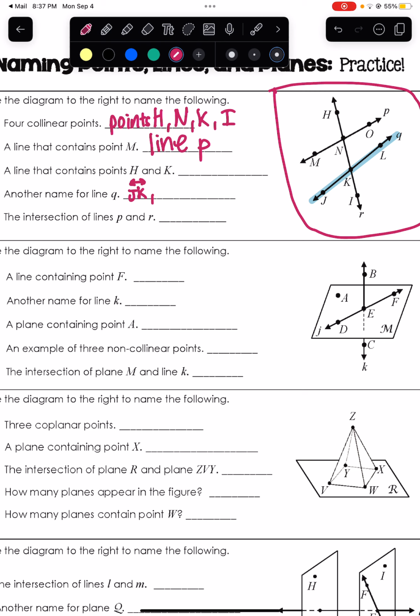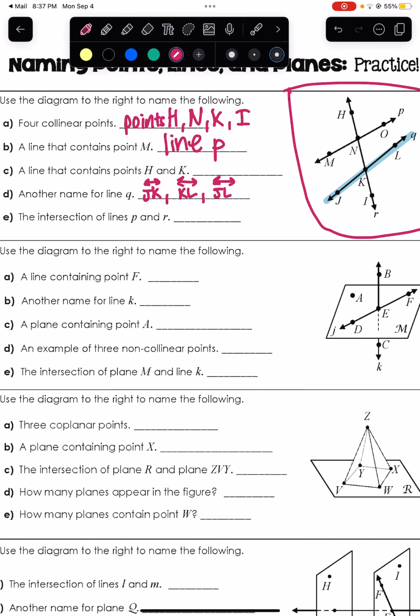I hope that you wrote K and L and J and L. Make sure you're writing that line above the letters and that the letters are capital. That is very, very important.